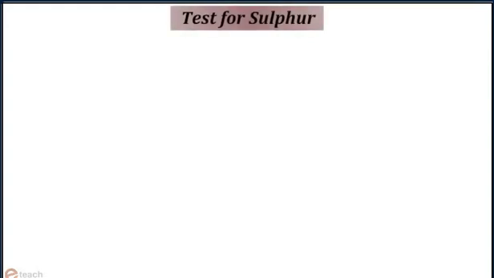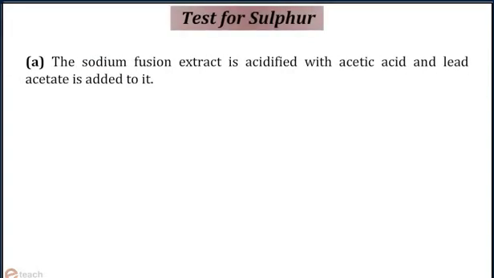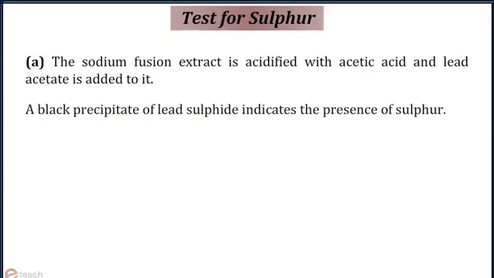Test for sulfur. The first method of estimation is as follows. The sodium fusion extract is acidified with acetic acid and lead acetate is added to it. A black precipitate of lead sulfide indicates the presence of sulfur. S2- + Pb2+ gives PbS, which is black in color.